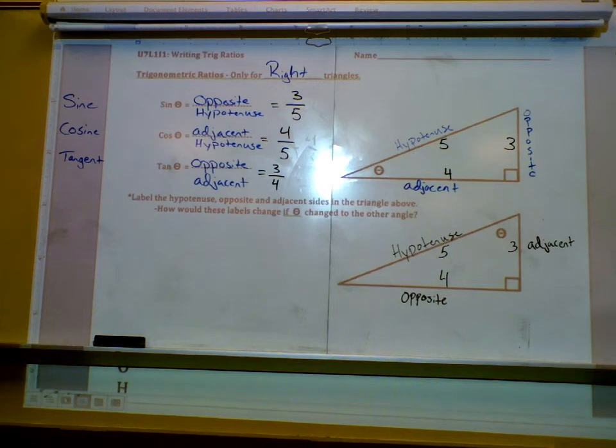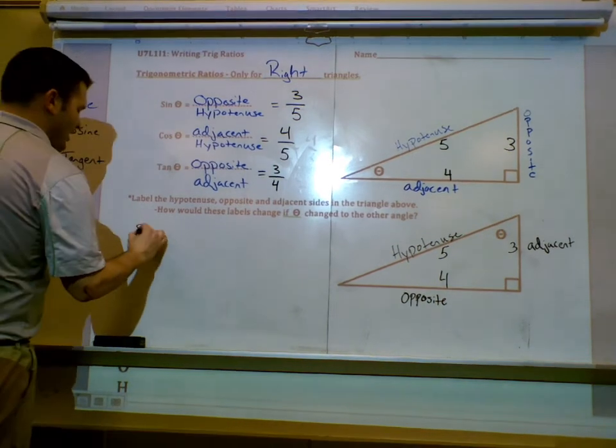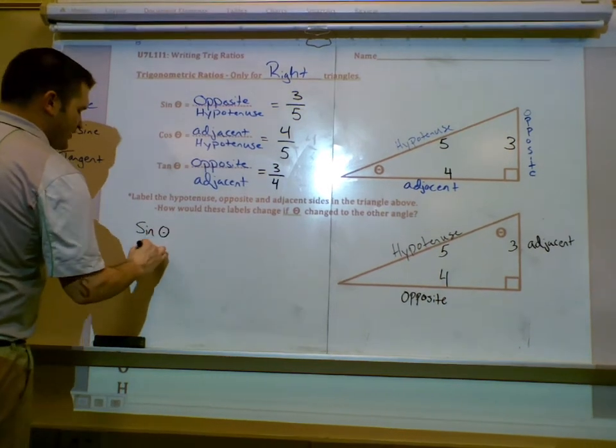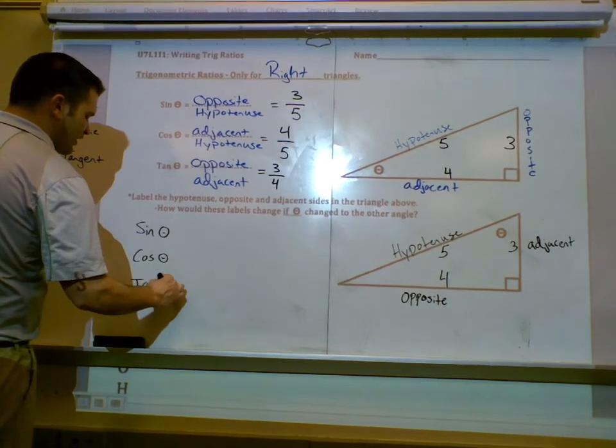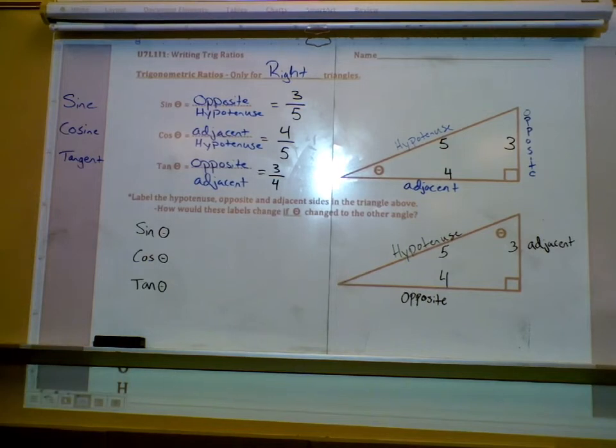To practice, I want you to try this. Sine of theta, cosine theta, and tangent of theta. Try for this triangle right here, where theta's in a different spot. Alright? I want you to find sine, cosine, and tangent.